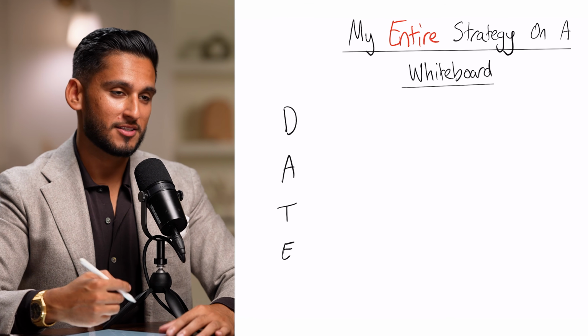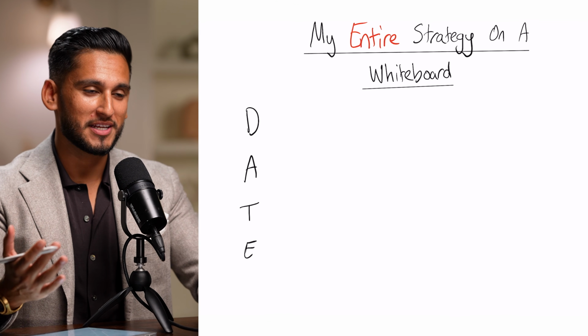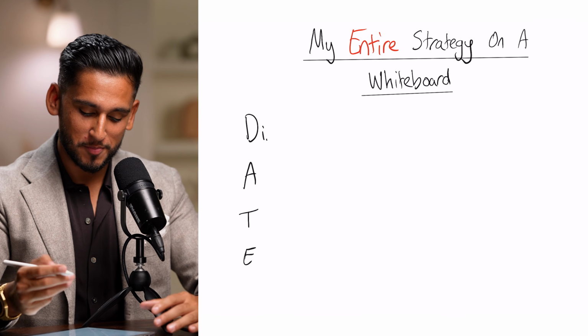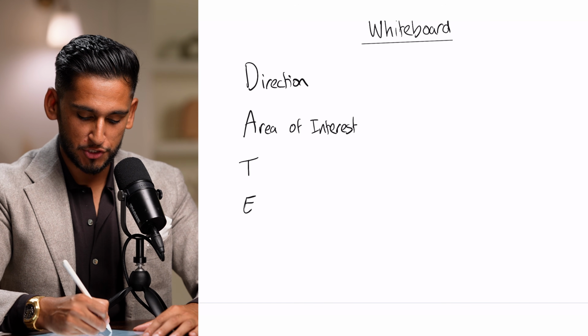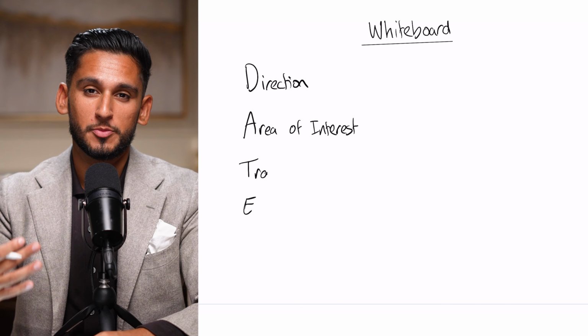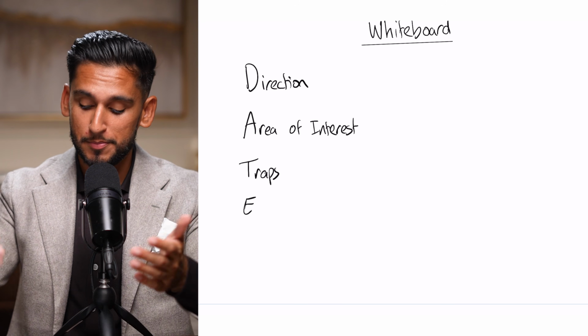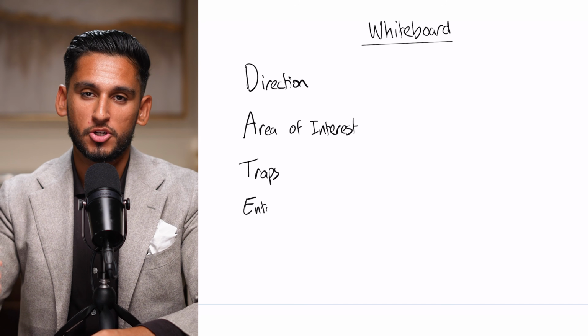So to kick it all off, we're going to be breaking down this word DATE. A funny word, but you should probably remember it by the end of the video, because it is a weird word to remember. D is going to stand for direction. The A is going to be area of interest. And my favorite part, T, that's going to be for manipulations, or in other words, traps. And then lastly, the point to get in is going to be entry.